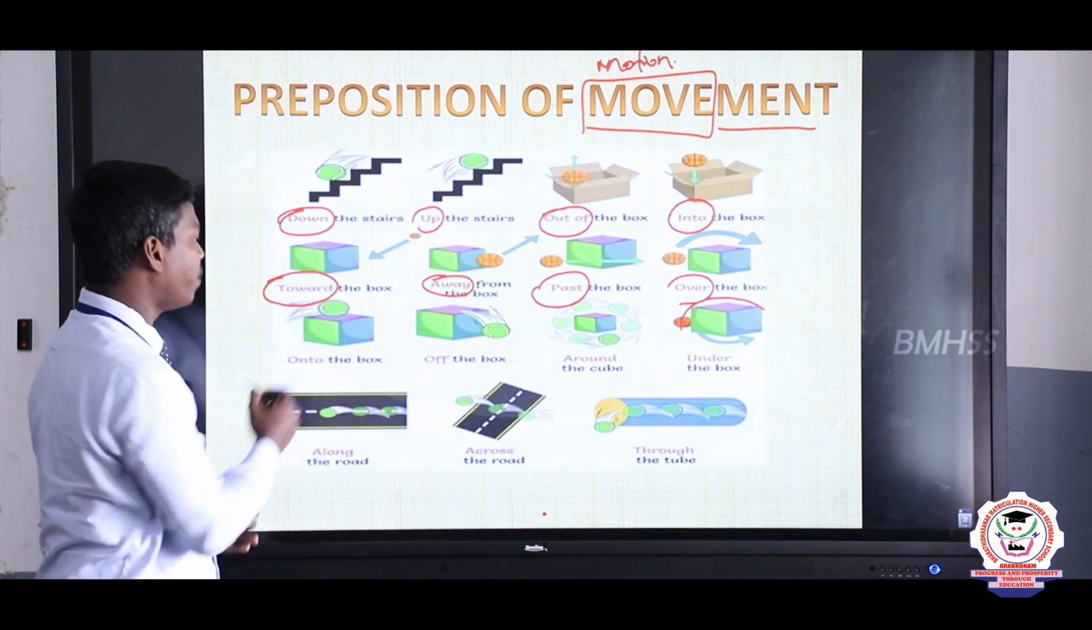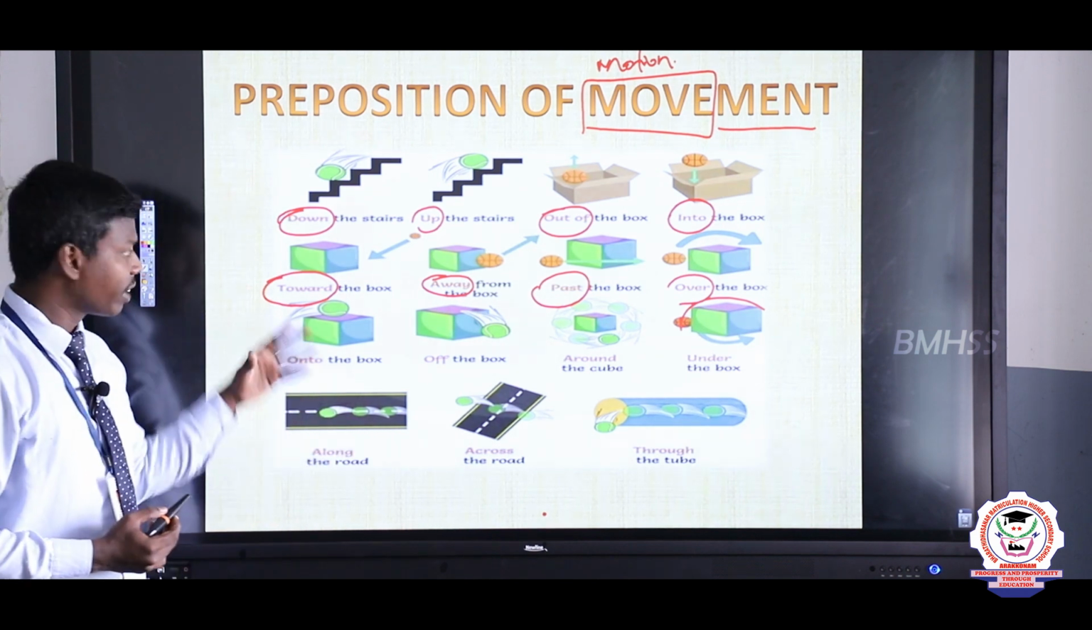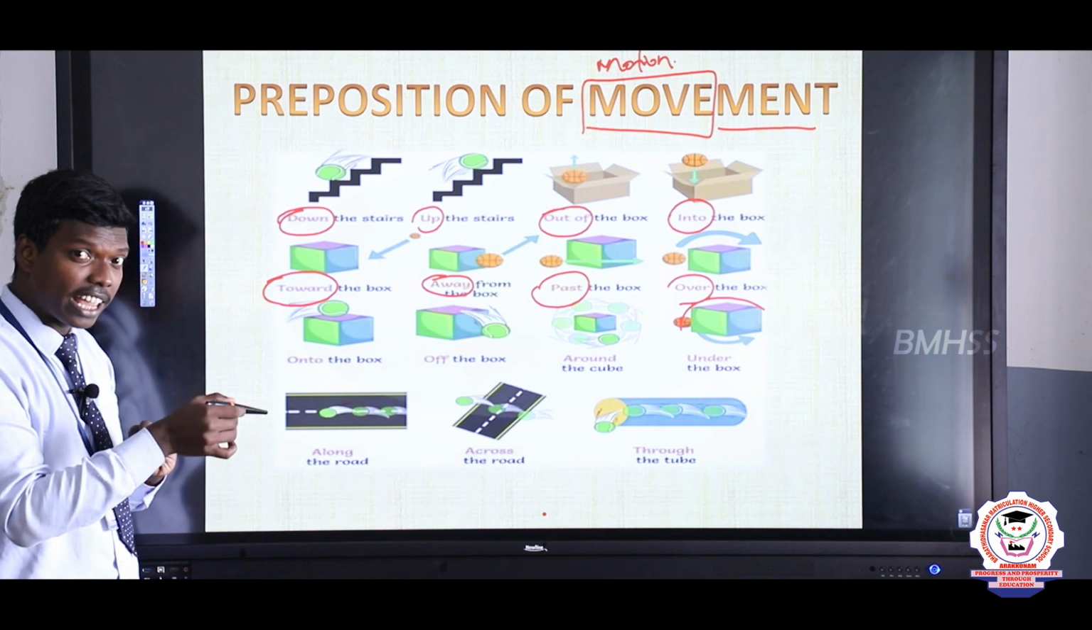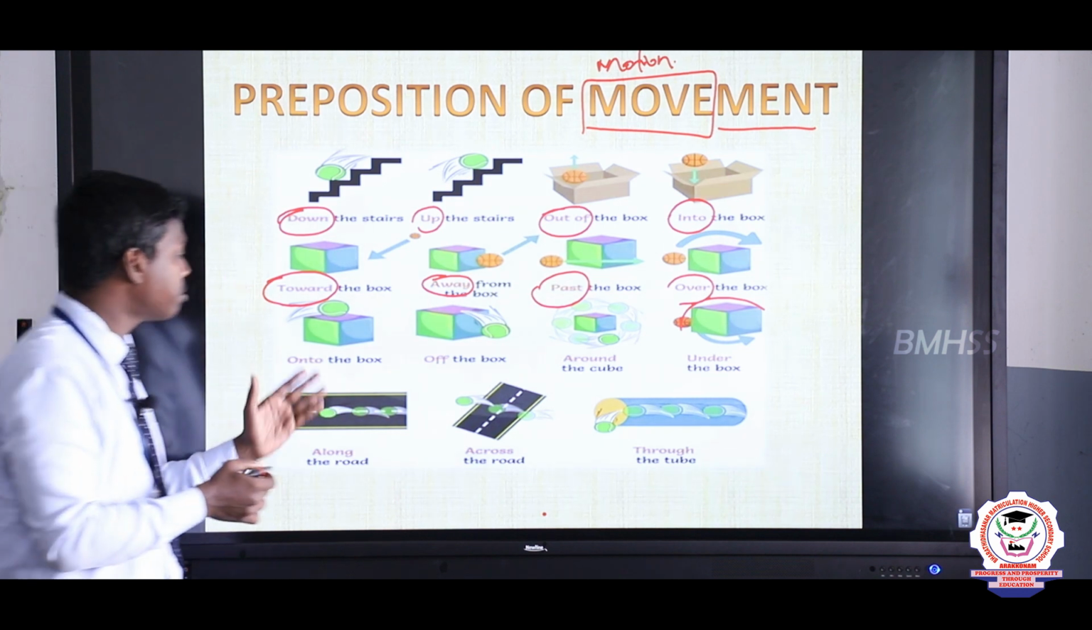And onto the box, we have seen that the ball is kept onto the box, the movement is taking place, thus it becomes onto the box.